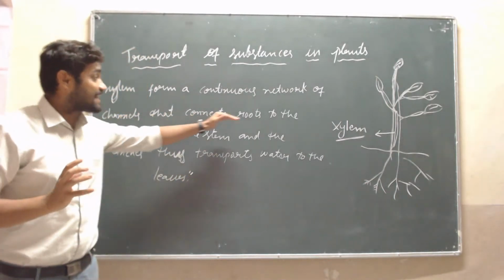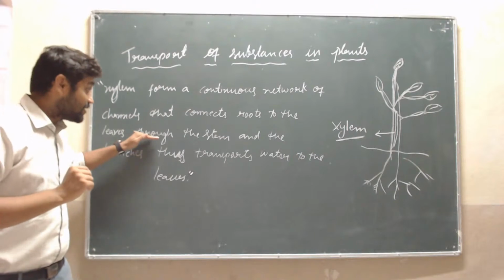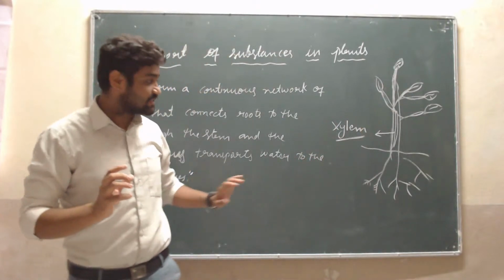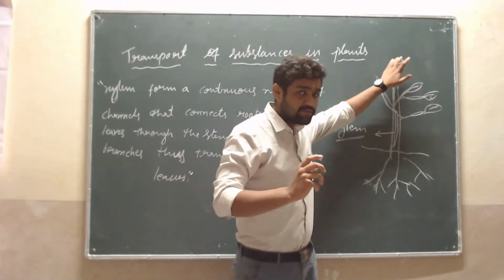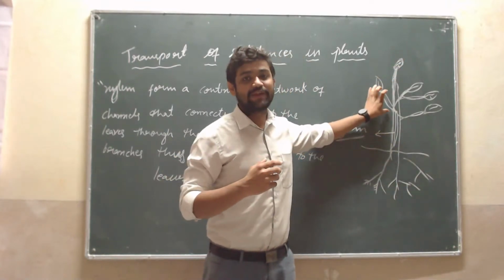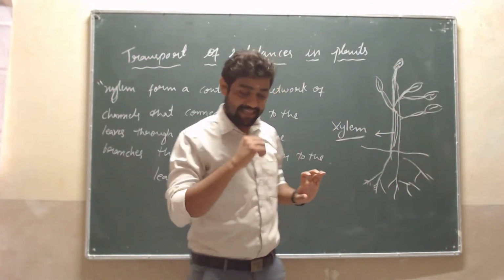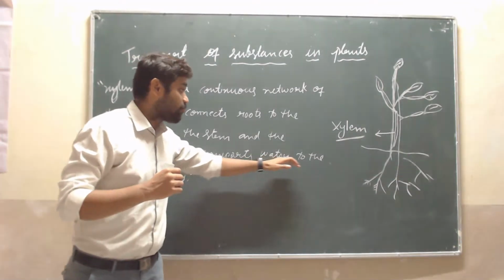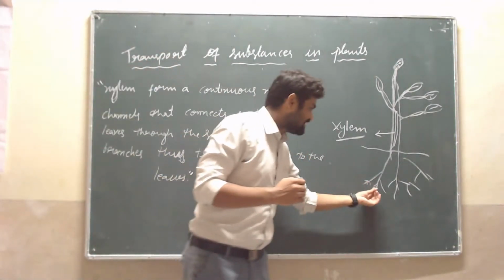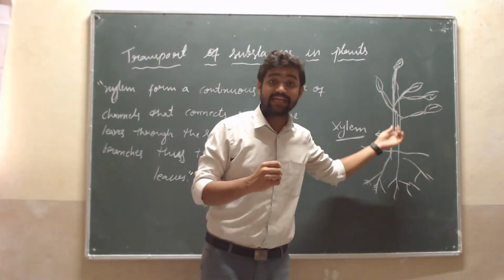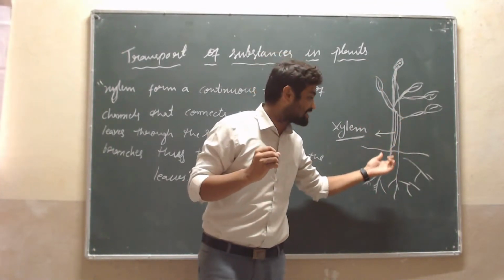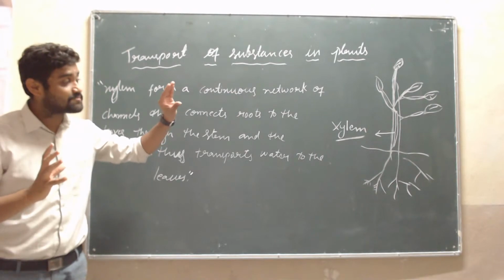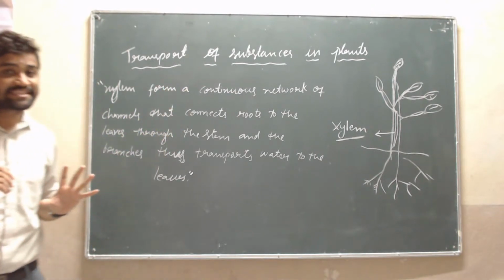Yes, that connects roots to the leaves through the stem. Through what? Through the stem and branches of the plant. It connects root hairs to the leaves through stems as well as branches, isn't it? The stem and the branches thus transport water to the leaves. With the help of the stem as well as branches containing the xylem, the water is transported to all the parts of the plant, especially the leaves. Okay, this is about the xylem.